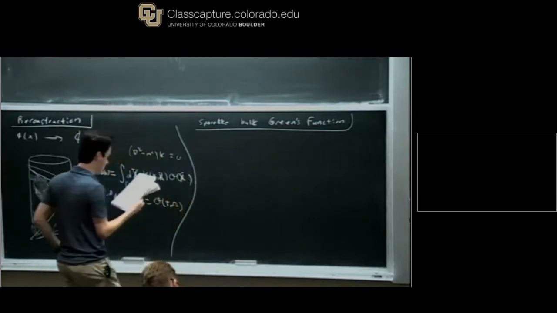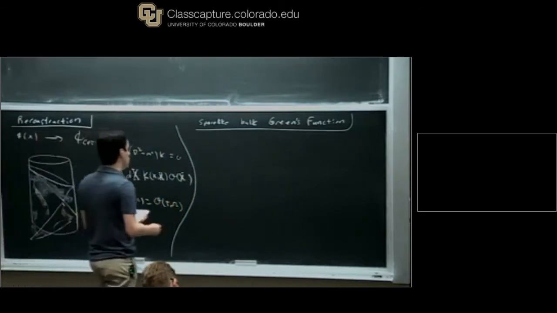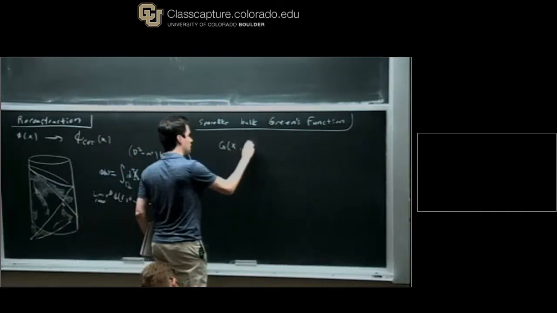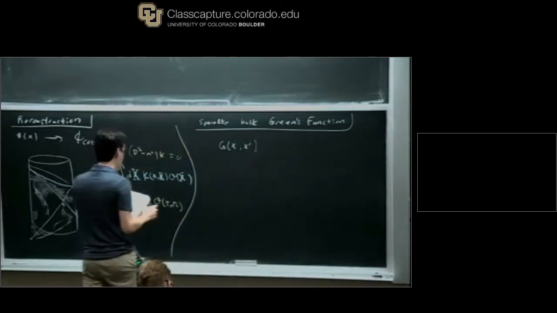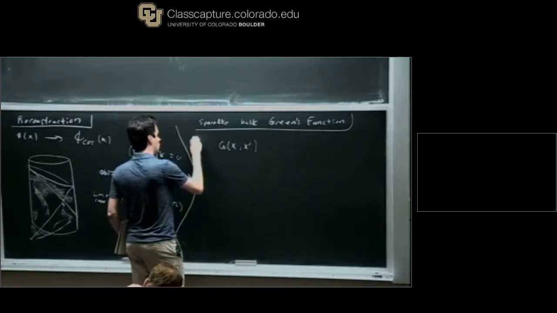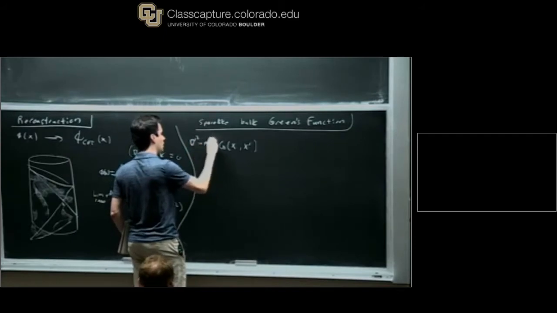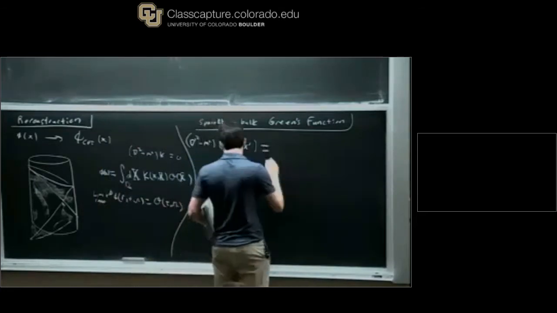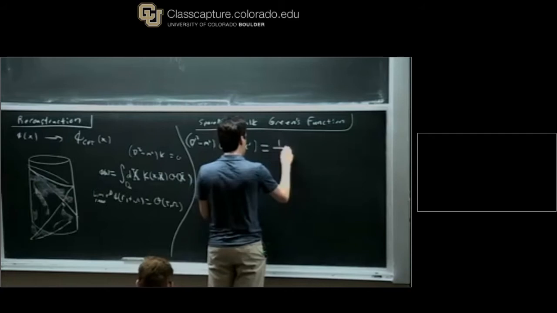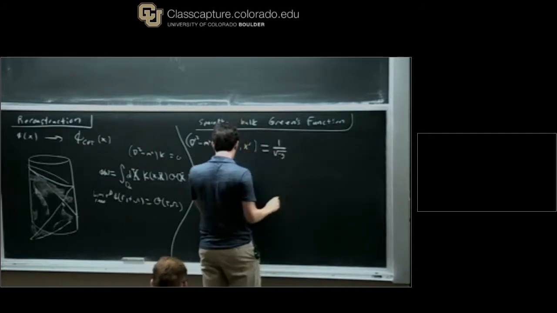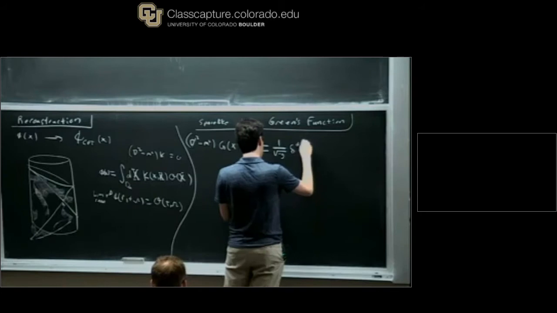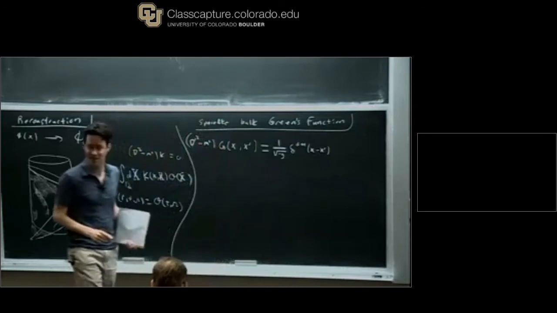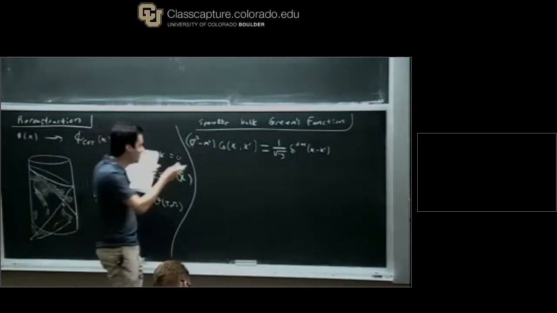so what do I mean by a space-like Green's function? I mean a function that depends on two bulk points, x and x prime, and it has the property that if I act on it with the primed Klein-Gordon operator, so this is the derivative with respect to x prime squared, then, since we might be in Kerr space, I get 1 over square root of minus g delta function of x minus x prime. So that's the definition of a Green's function. So far, it's just a Green's function.